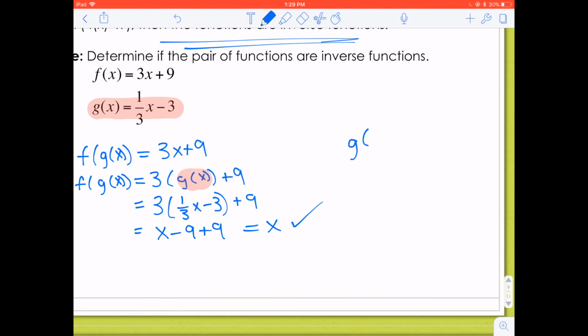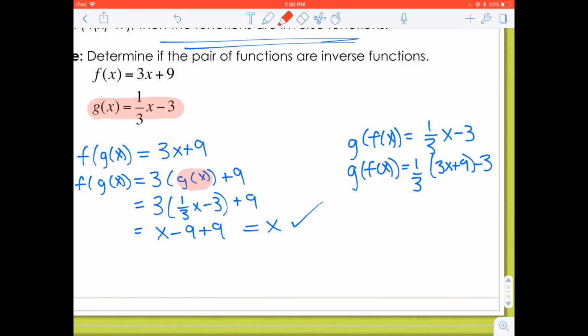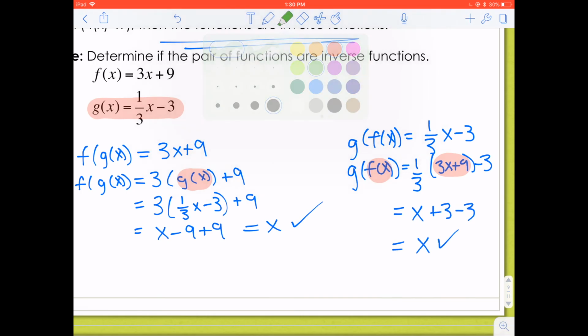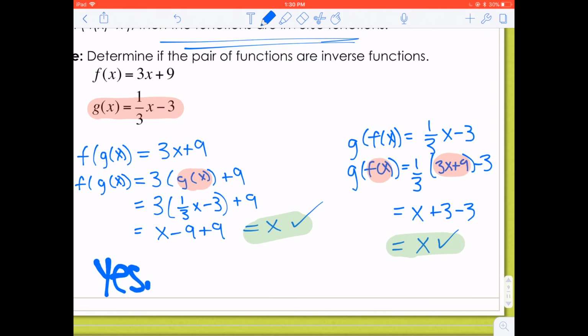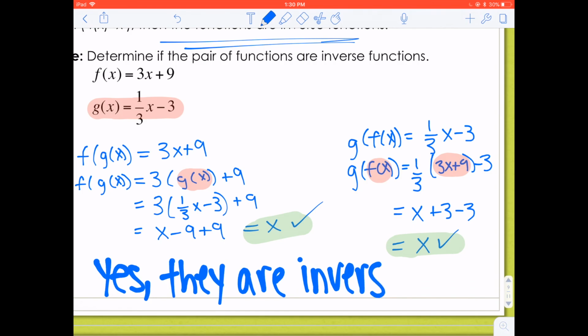So we'll find g of f of x. g of x equals 1/3 x minus 3. Then g of f of x equals 1/3 times 3x plus 9 minus 3, because I subbed f of x in, and f of x was 3x plus 9. That gave me x plus 3 minus 3, which equaled x. Because they both equal x, that means yes, they are inverses. And it's as simple as that.